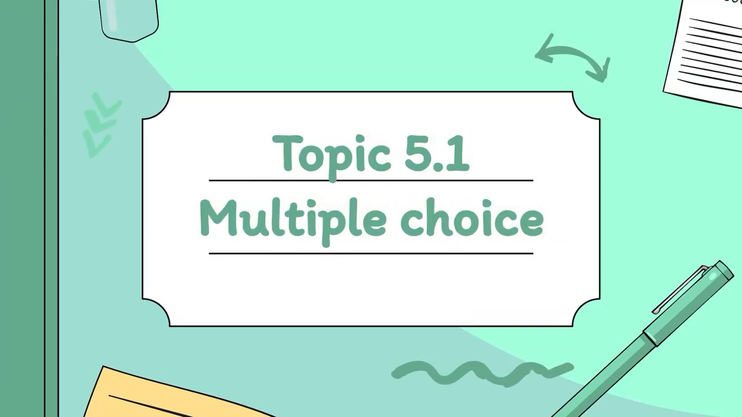In this video, we're going to go over some IB past papers focusing on multiple choice for the topic of 5.1, which is all about evidence of evolution.